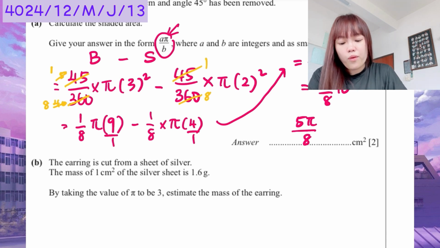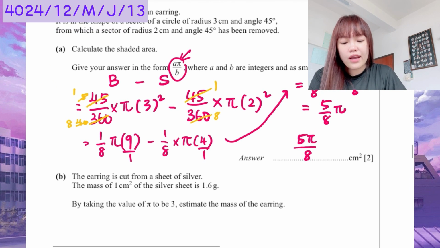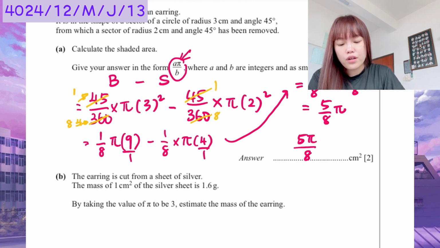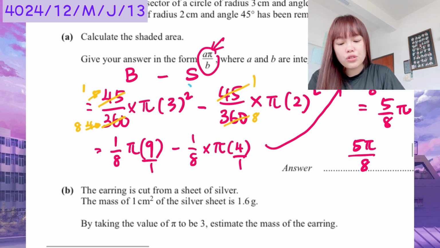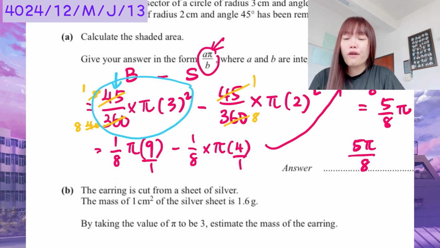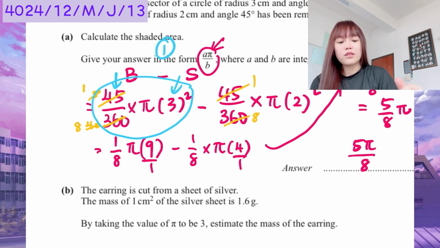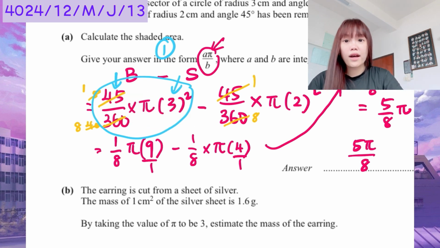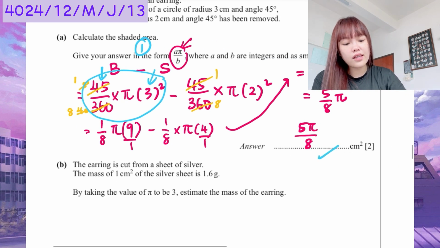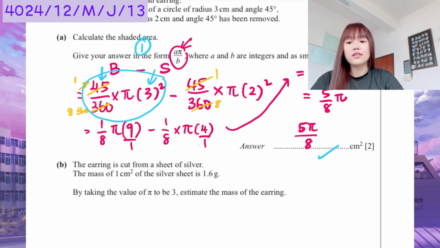Okay, so your 1 mark here, because it is 2 marks, right? 1 mark comes from showing your area of sector, okay? You need to show that the angle you use is 45, and if you use 3, you are given 1 mark. If you are using the correct area of sector, you are given 1 mark. And then the second mark is definitely the answer.